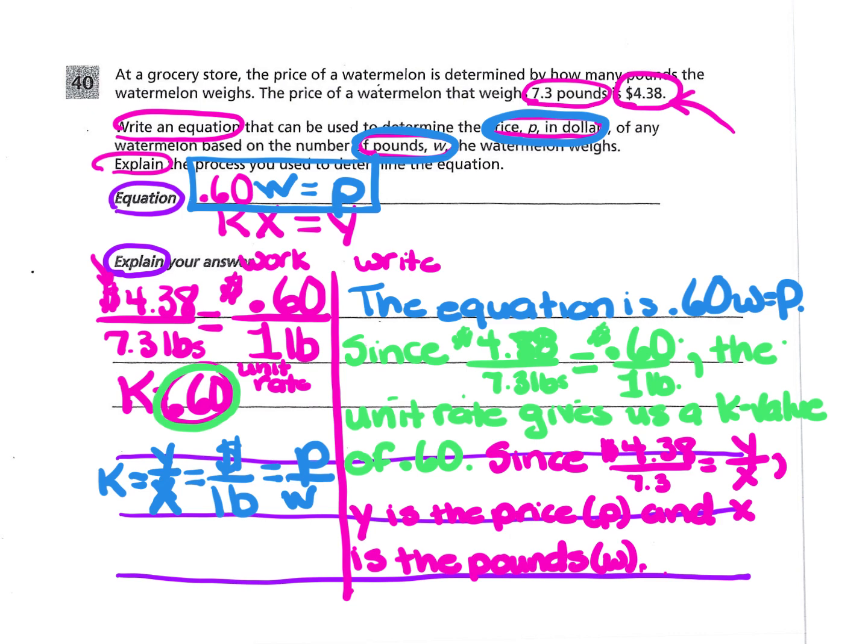Finally, we can say $4.38 is to 7.3 as Y is to X. Y is the price, P, and X is the pounds, W. This concludes this problem. Take a moment and copy that down. When you're ready, you can move on to the final page. If your final page is done, then your packet is complete.